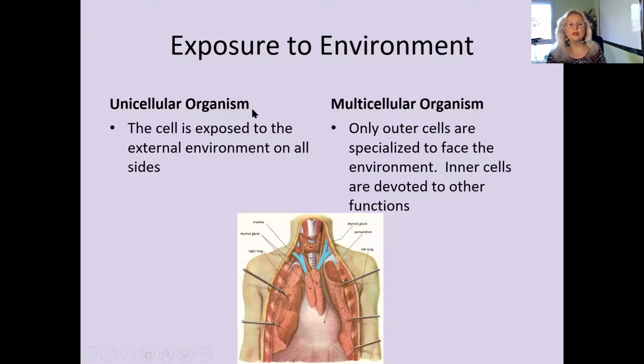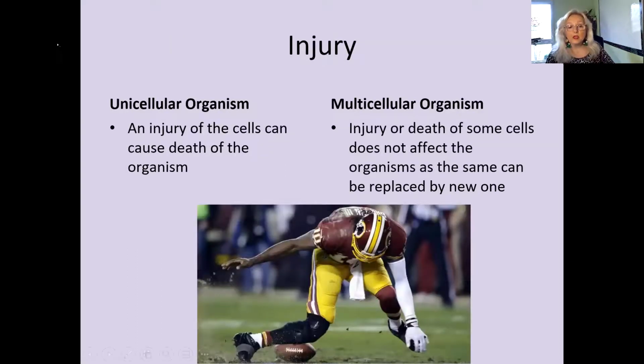In a unicellular organism, the cell is exposed to the external environment on all sides. Not us, only outer cells are specialized to face the environment. Inner cells are not, they do other things. Injury. An injury of the cells can cause death to the organism. If you're a unicellular organism and you just have one cell, it's easy to die.